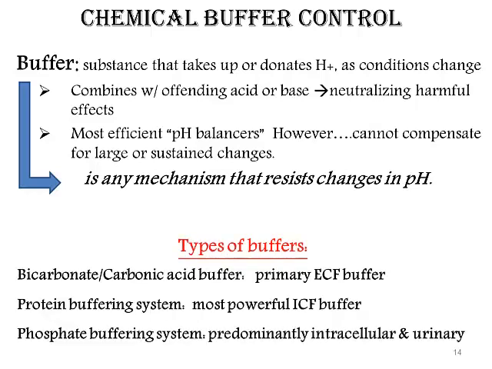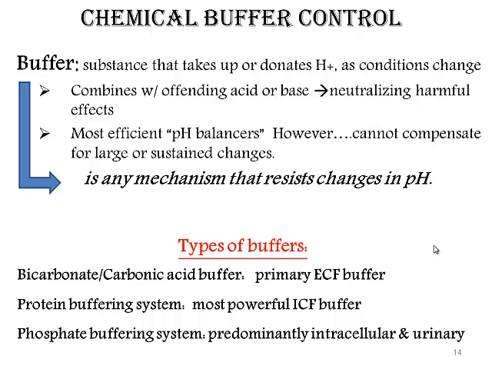There are three major types of buffers. Bicarbonate carbonic acid buffer, that's primarily an extracellular fluid buffer. It is a chemical buffer. Protein buffering system, the most powerful intracellular fluid buffer. It is the most common protein buffer. And the phosphate buffering system, predominantly intracellular and urinary. It is also a chemical buffer.